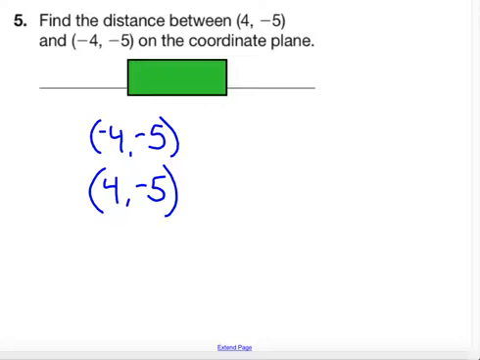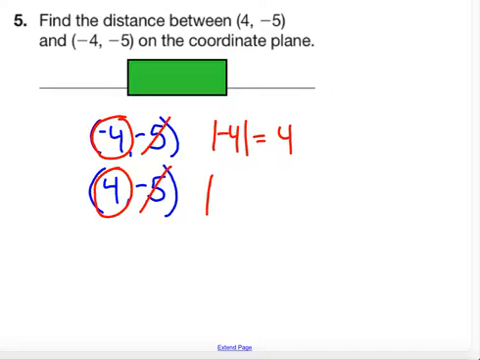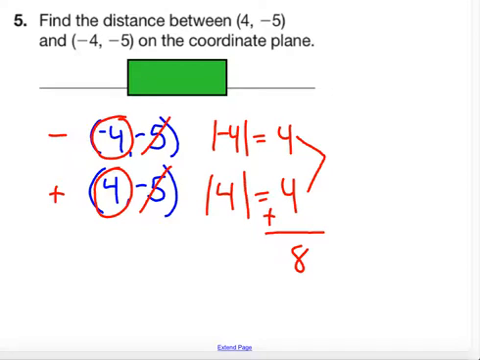You would see that both coordinates have the same y-coordinate, so you will not use that number. You will be looking at the absolute value of the x-coordinate. So the absolute value of negative 4 is 4. The absolute value of positive 4 is 4. Because you have a negative and a positive, you will use the process of addition, and you will add those two numbers, and you will get 8 units.